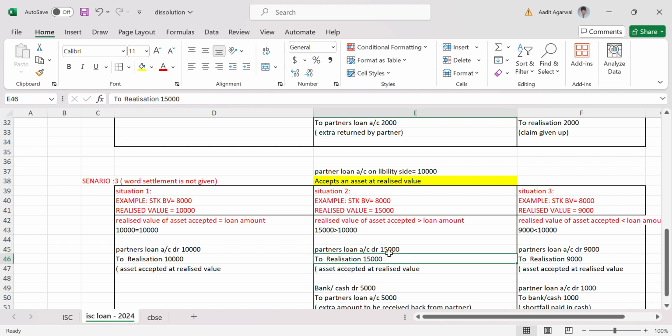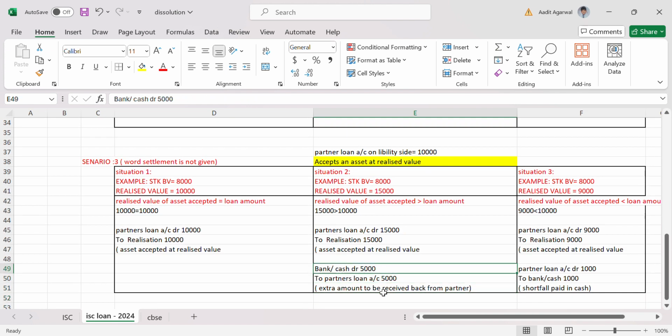Suppose realized value is 15,000, you pass this entry with 15,000, and the 5,000 that you have paid him extra, you will recover from his loan account, for which you pass the entry bank debit to partner's loan account.